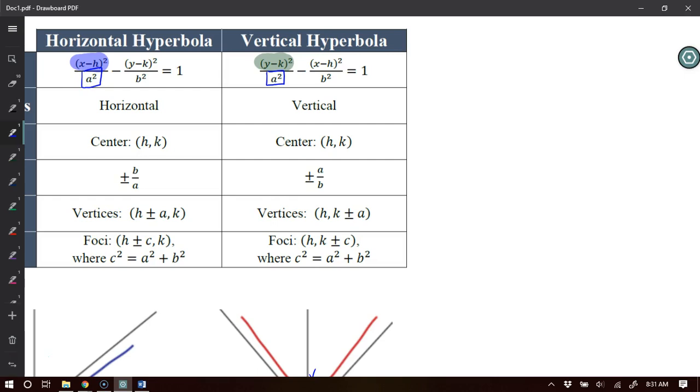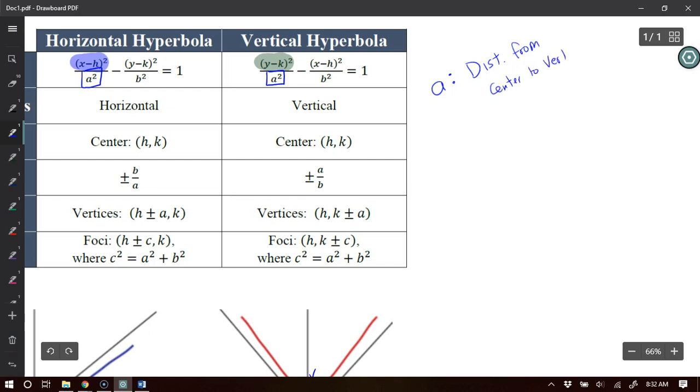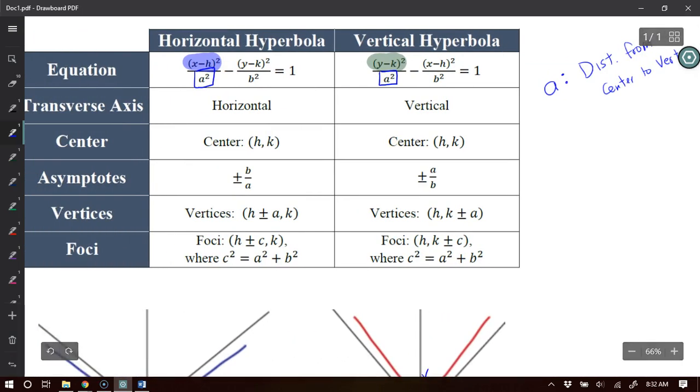But that is also why in the previous video for ellipses, I say it's more about concepts. A is always defined as the distance from the center to the vertex. That is a concept that goes no matter which one you're dealing with, the ellipses or hyperbolas. It's always the distance from the center to the vertex, which is why A has to be under that first fraction for hyperbolas. Now, the transverse axis: is it a horizontal hyperbola or is it a vertical hyperbola? Which direction is it opening?